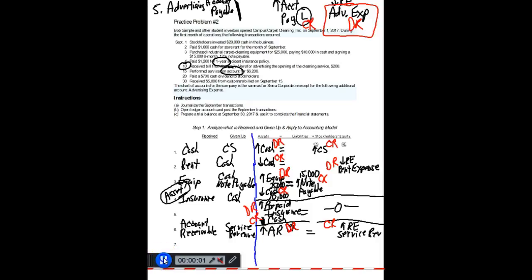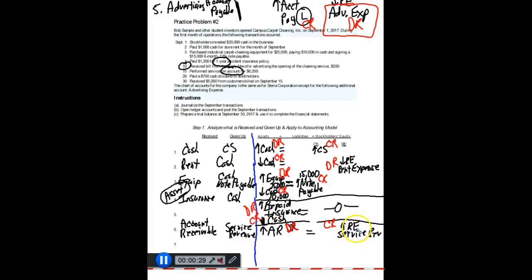Okay, in this recording, we will finish the lecture started in class on Wednesday. For my 8 o'clock class, we actually had gone through 6 of the 8 transactions. We were looking at the item on September 15, performed services on account for $6,200, and we had identified the company received an account receivable and gave up service revenue.